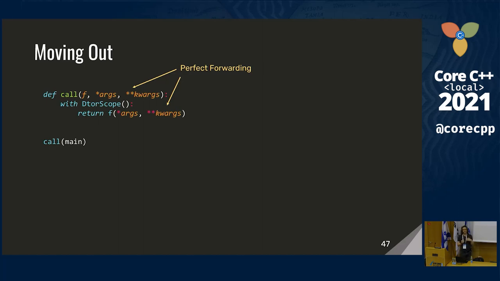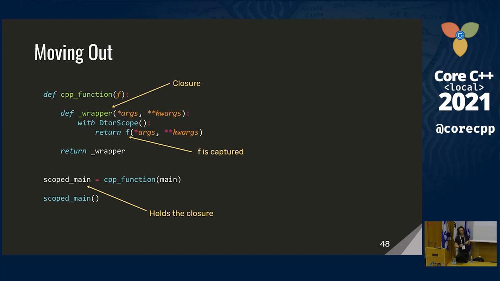Then, in the next step, we create a function that calls our main function with the destructor scope surrounding it. Now, if you see the star args, star star kwargs, that's basically how we do perfect forwarding in Python. It takes whichever parameters we pass and just copies them along. Then, with the call function, instead of creating an actual function, we can move it into another function as a closure and create a temporary function that wraps main with a destructor scope.